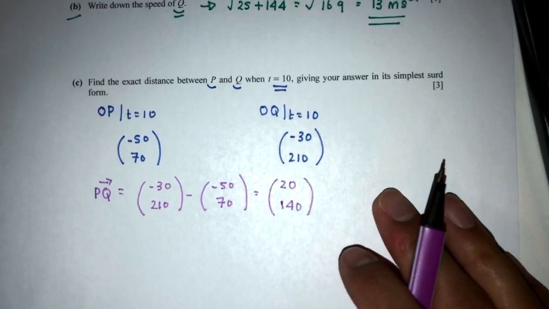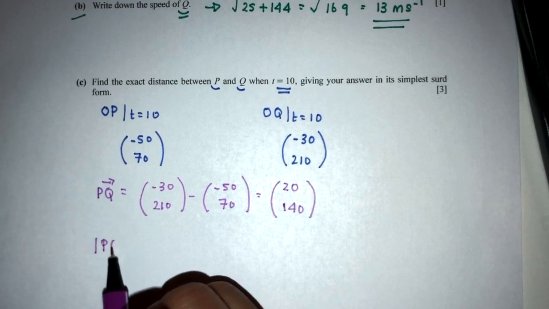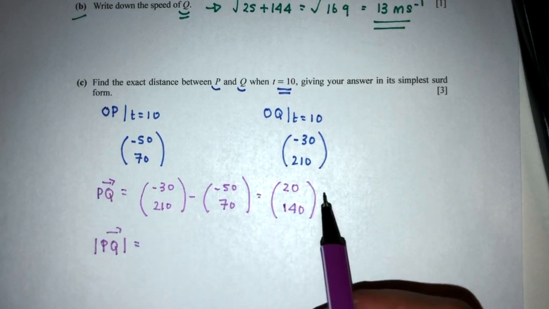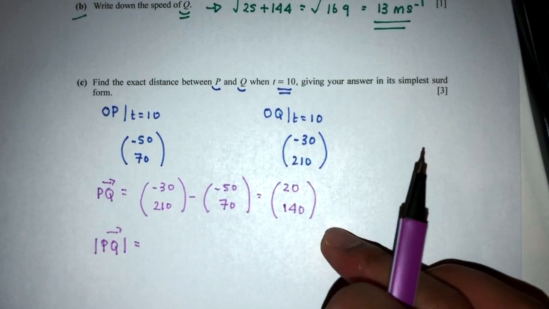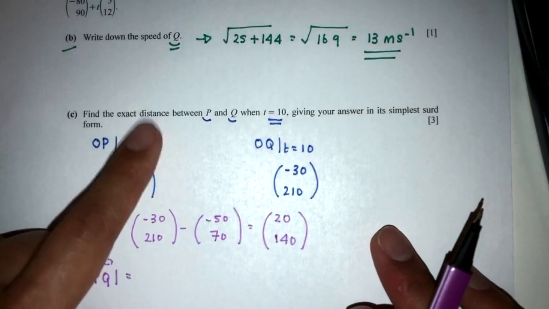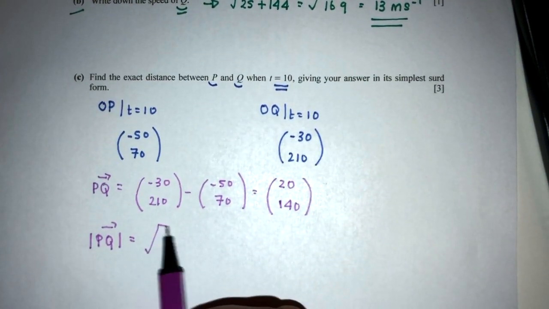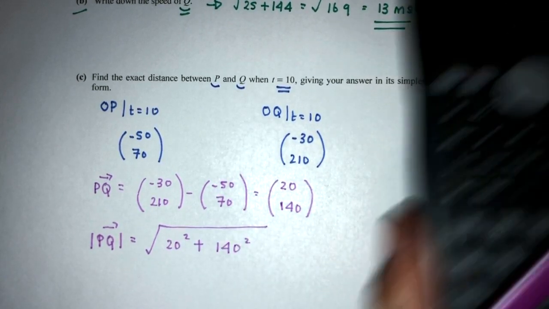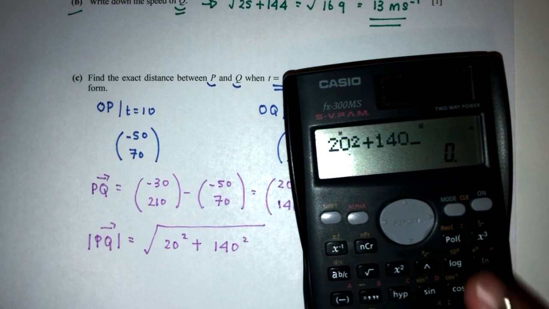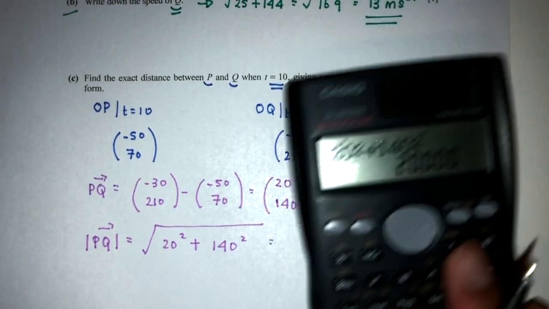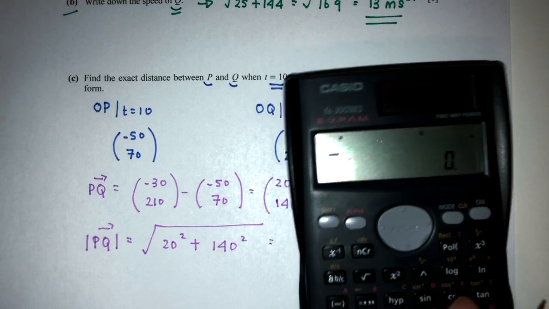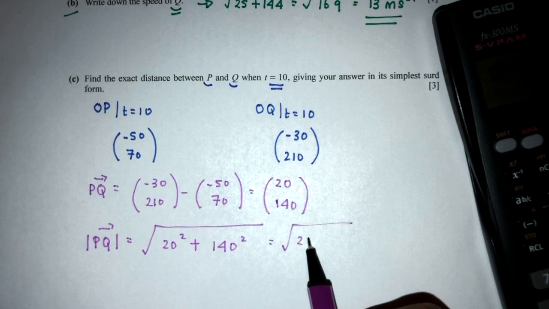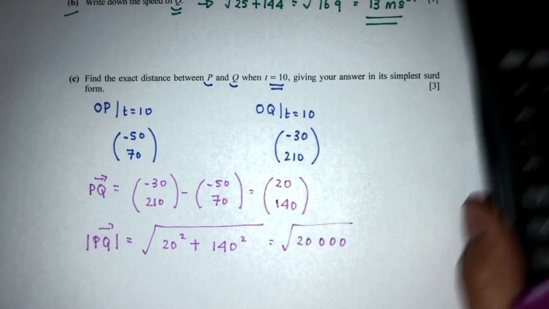The next thing to find the exact distance, find the magnitude of this vector. So PQ basically means from P we're moving to Q. So that's the displacement from P to Q. Then you have to find the magnitude to find the distance between them. That will be 20 square plus 140 square, so that will be the square root of 20,000.